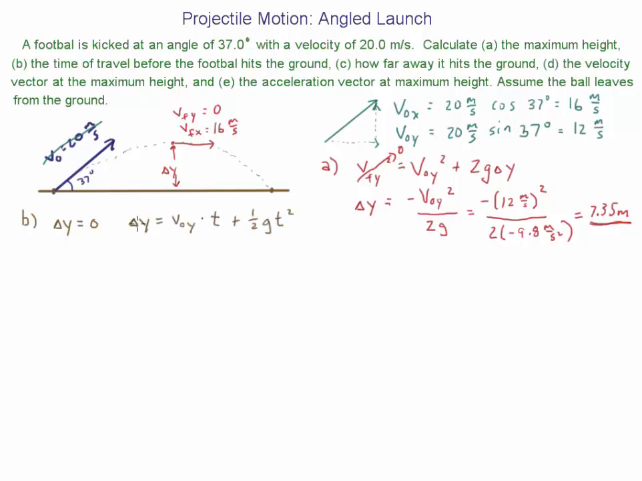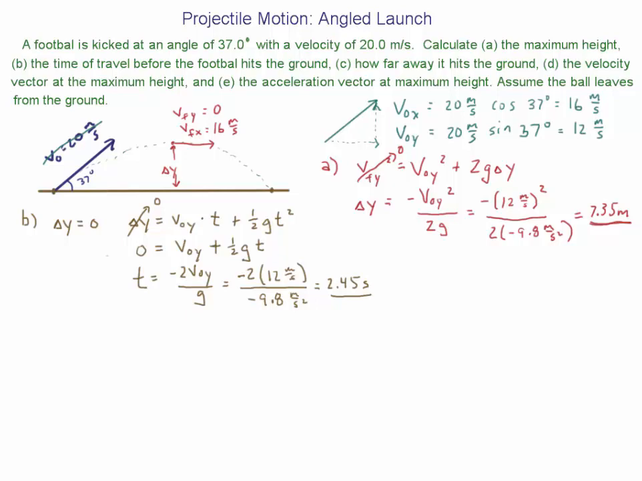Delta y is 0, which means if I divide both sides by t, 0 divided by t is 0, and I divide each of these terms by t, I'm going to wind up with t equals negative 2 v0y over g, which is negative 2 times 12 meters per second over negative 9.8 meters per second squared. And that gives me a time of 2.45 seconds. All right, we're on a roll.